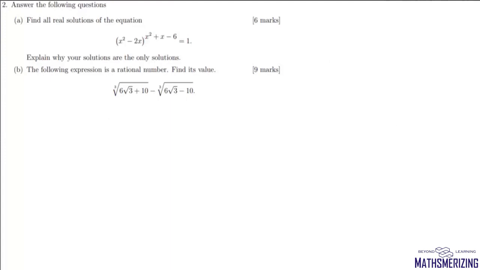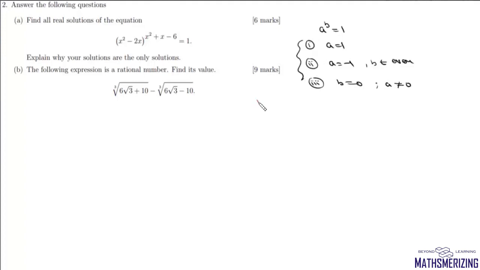Now question number 2, part A is, find all real solutions of this equation: x square minus 2x to the power x square plus x minus 6 is equal to 1. Now we know that a to the power b is equal to 1 when either a is 1, or when a is minus 1 and b is an even number, or when b is 0 and a is unequal to 0. So we have these three cases.